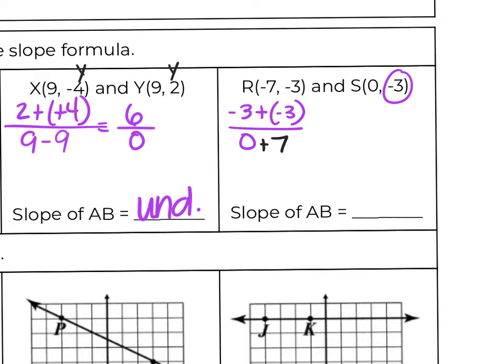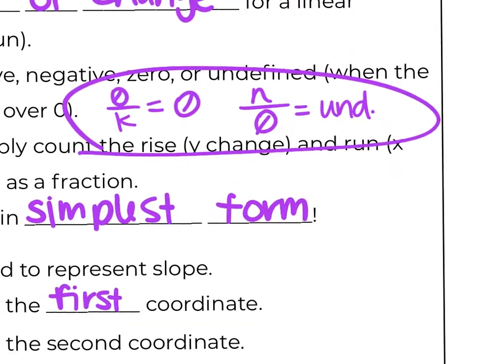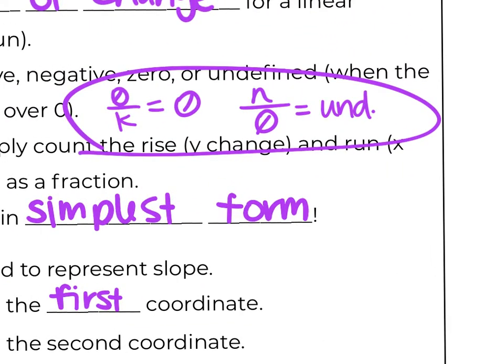All right, so that top becomes -3 plus 3, which is what? 0. And then the bottom is 0 plus 7, so 7. So if 0 is on top, so if you want to look back at your little key here, is that 0 or undefined? 0.